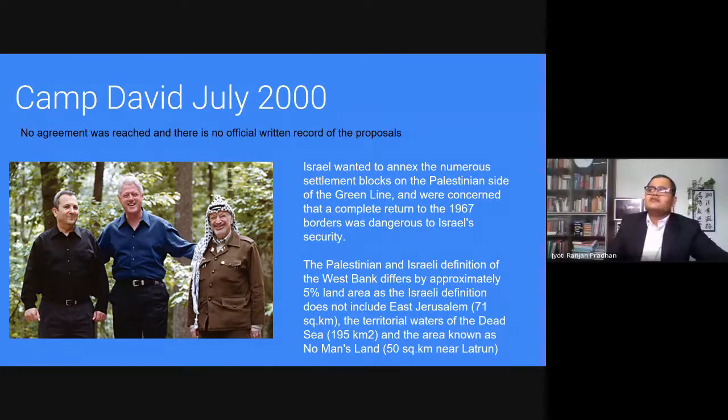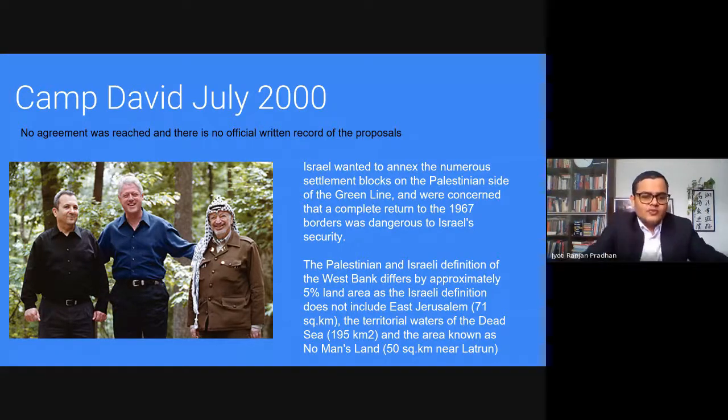Now, what happens is after the 1995 Oslo II, Yitzhak Rabin, the Israeli leader, is assassinated. The Israeli right wing takes power. And once the right wing is in power, the Palestinians are not sure whether they can go ahead. And also there's a rise of terror attacks and a lowering of tempo when it comes to the peace talks. But finally, Bill Clinton is able to push and he gets the Israelis and the Palestinians to come to talks.